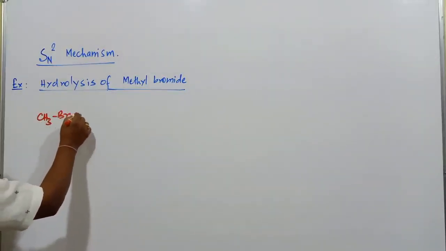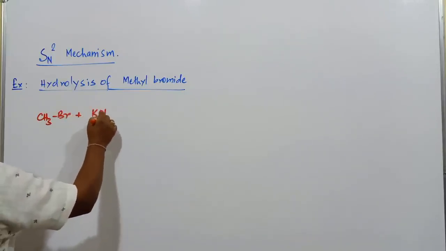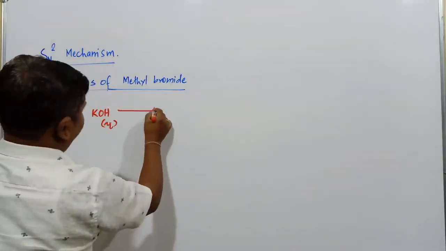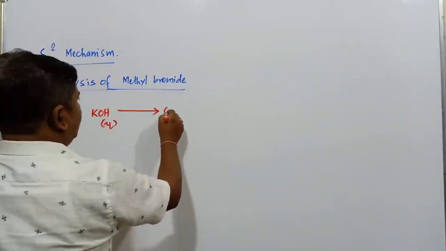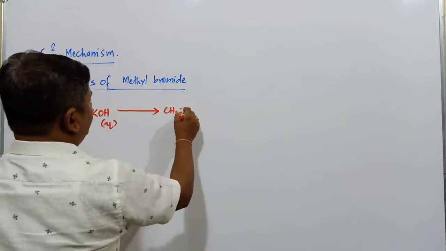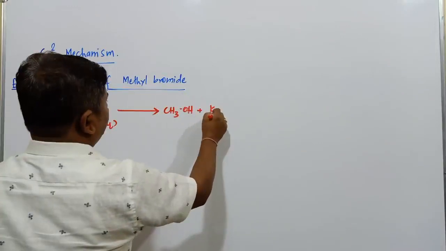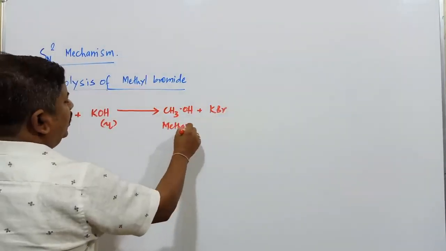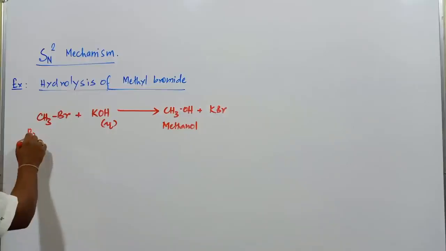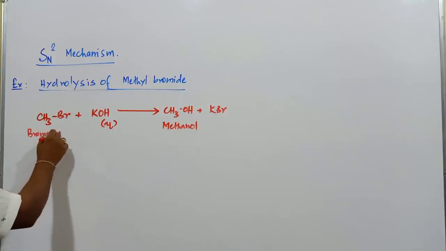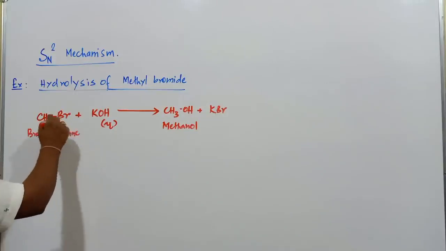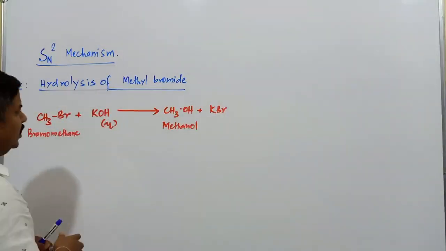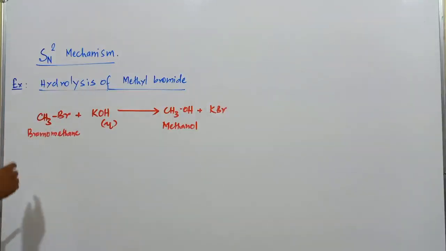CH3Br, methyl bromide. If it is treated with aqueous potassium hydroxide, it gets converted into CH3OH plus KBr. Now this compound is methyl alcohol, IUPAC name methanol. This is bromomethane, that is the IUPAC name; the common name is methyl bromide. Now this is the reaction, and this particular reaction goes according to the SN2 mechanism.